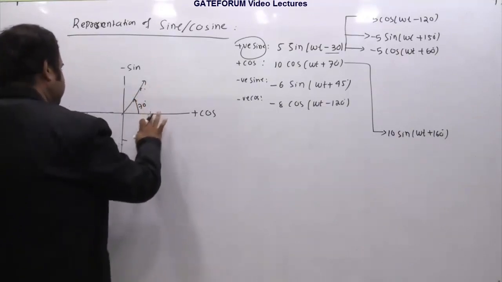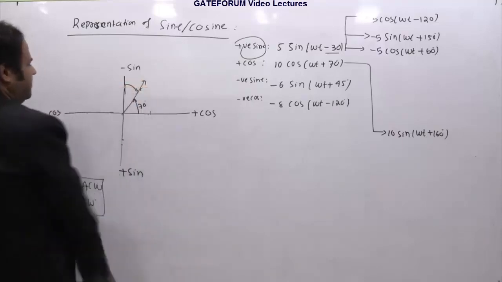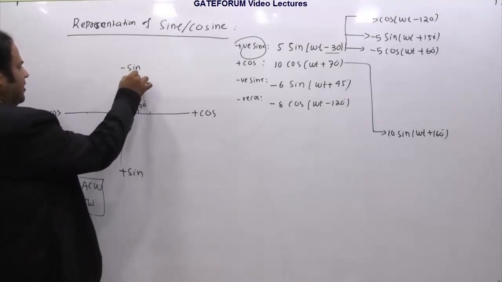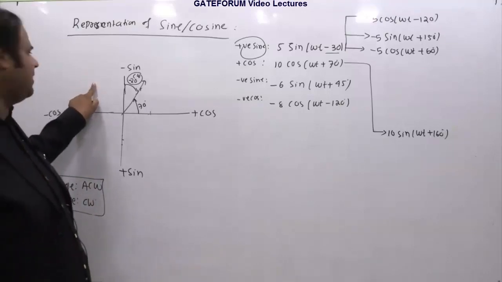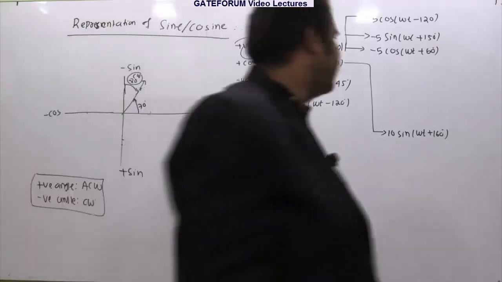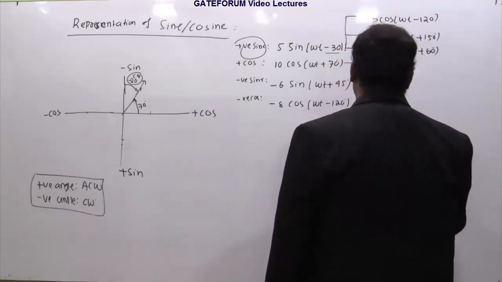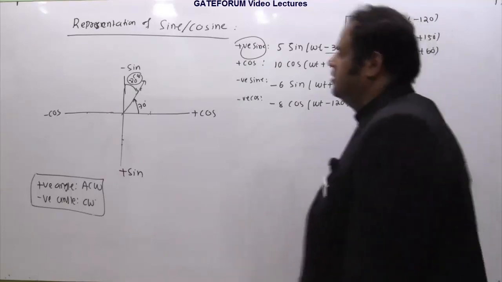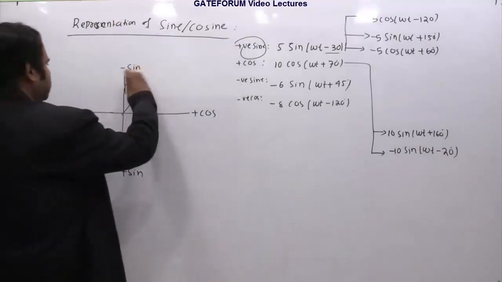So what is this answer with respect to negative sine? Negative sine means I should measure the distance from the negative sine like this. If this is 70 degree, then this angle is 20 degree, and we are moving here in the clockwise direction. So you should take this as negative 20. From negative sine, you have to move clockwise 20 degree, which is equal to minus 20 degree. So I can write this as minus 10 sine of omega t minus 20 degrees. If you go to the negative sine and move 20 degree clockwise, you will reach here. That's the corresponding answer.